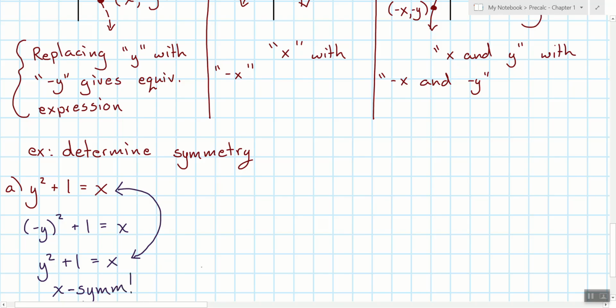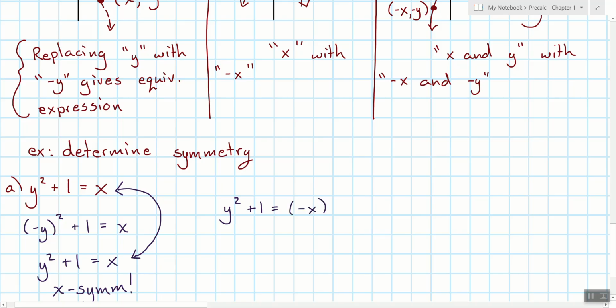Do we have other symmetries? And if you're not sure off the top of your head, that's okay. Sunny, we made eye contact for a second. What if I wanted to see if there was y-axis symmetry? What would I replace with what? So let's see. If we do that, I would have y squared plus 1 equals negative x.